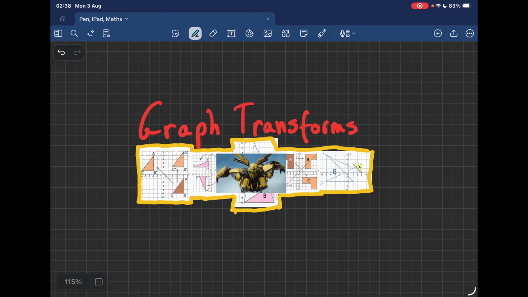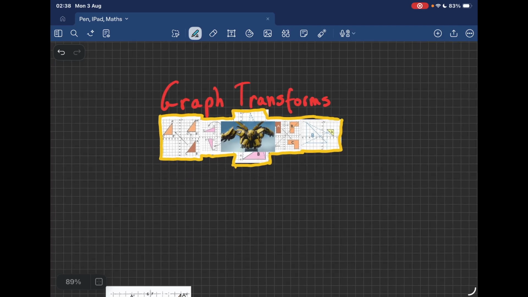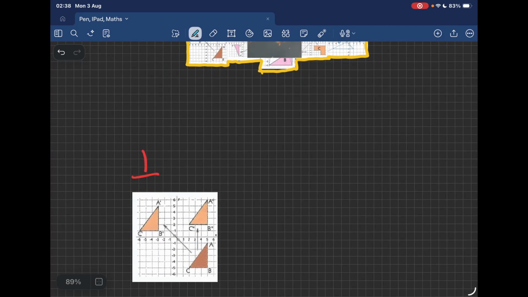Here we have graph transformations, a very, very important topic. Students often feel like, "Yeah, I've got this," but they're easily forgotten. So let's get straight into it. The first transformation we've got to know is translation.